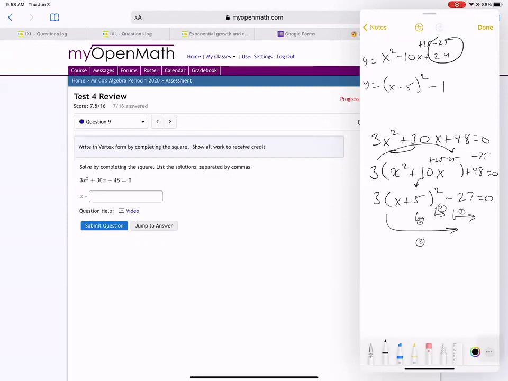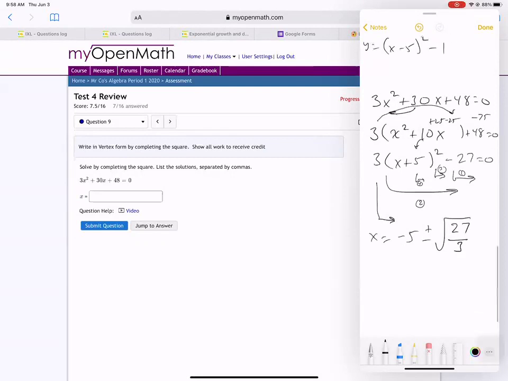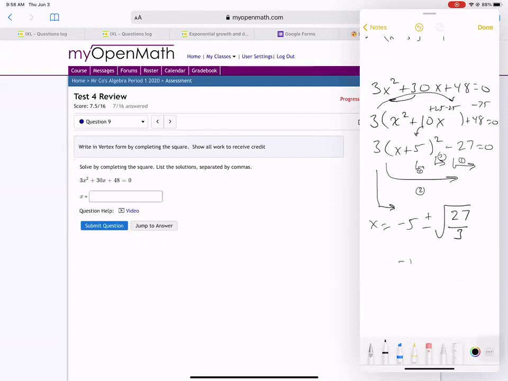So what's opposite of minus 27? Positive 27. What's opposite of times 3? Divide by 3. What's opposite of square? A square root. What's the opposite of plus 5? Minus 5. And we said we can do this all in one line, and I'm okay with that. But we have to get to that vertex form. We can divide 27 by 3, is negative 5 plus or minus square root of 9. I need you guys to write these steps. Square root of 9 is negative 5 plus or minus 3. Now you're going to write the two different versions, negative 5 plus 3 and negative 5 minus 3. That's going to give us negative 2, and negative 8.